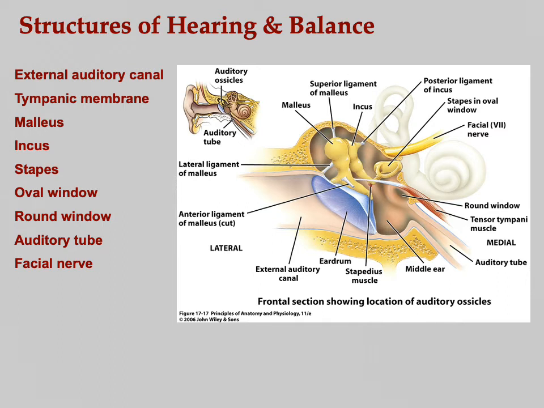Notice also coming in, they show here the facial nerve. Both the facial nerve, cranial nerve 7, and the vestibulocochlear nerve, cranial nerve 8, both go in and out through the internal auditory meatus, so they run right alongside of one another.